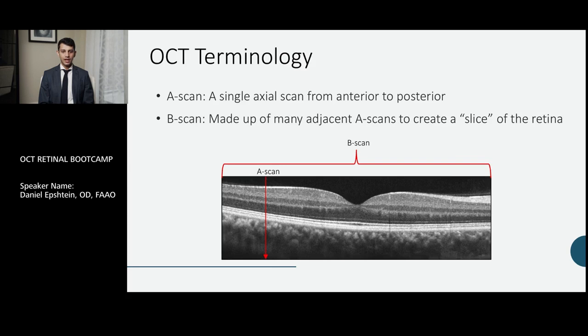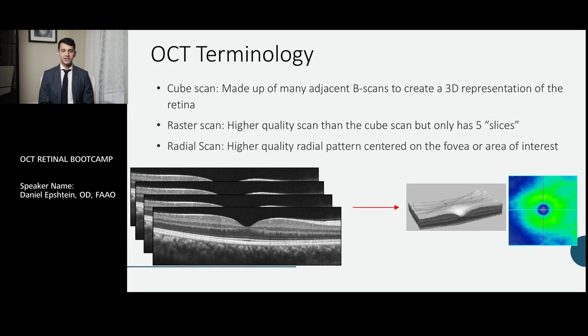So an A scan is one scan from anterior to posterior, and then a B scan is a collection of these A scans, and then you get this sort of slice of the retina, which we're all used to looking at. When you get a lot of these B scans together, you can create a cube scan, which is sort of like a volumetric 3D version of the retina.